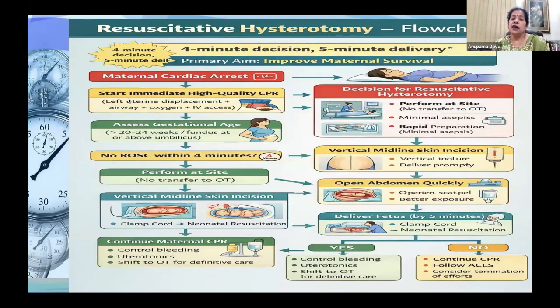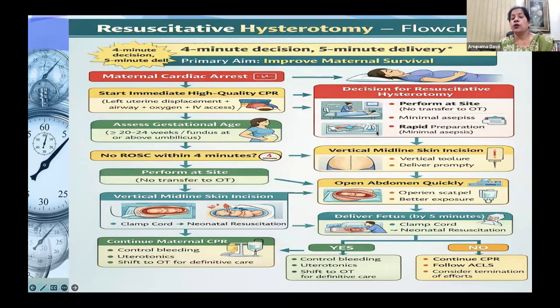So you've started cardiac chest compressions. You've done left uterine displacement, airway, oxygen, IV access started. You keep on doing it till the 3rd minute or 4th minute. When you see that there's no return of spontaneous circulation, then take a decision for resuscitative hysterotomy. Do not shift the patient, perform it at the site.